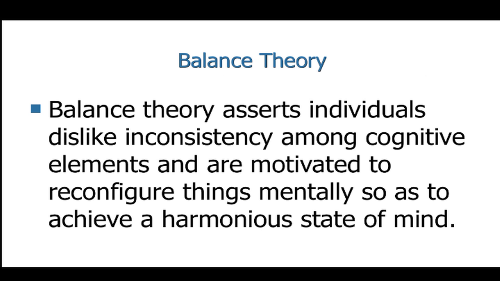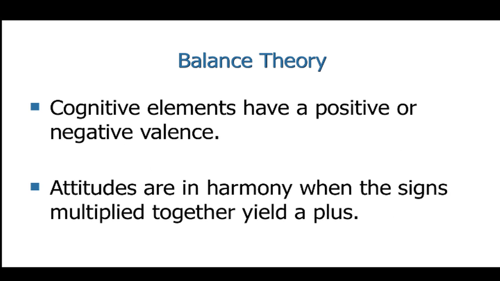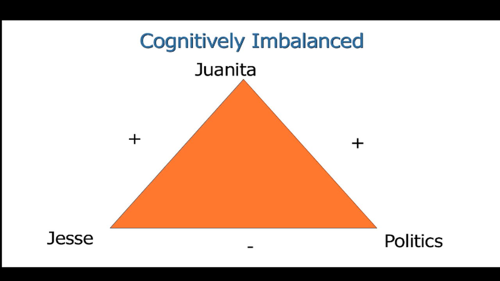Balance theory asserts individuals dislike inconsistency among cognitive elements and are motivated to reconfigure things mentally so as to achieve a harmonious state of mind. Balance theory argues that cognitive elements have a positive or negative valence. Attitudes are in harmony when the signs multiplied together yield a plus. Consider the following examples.